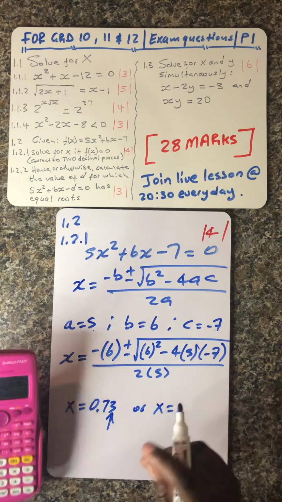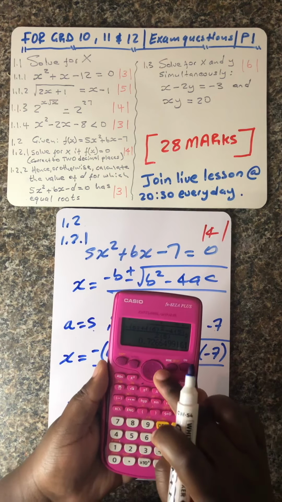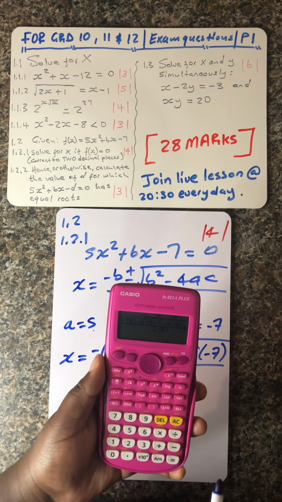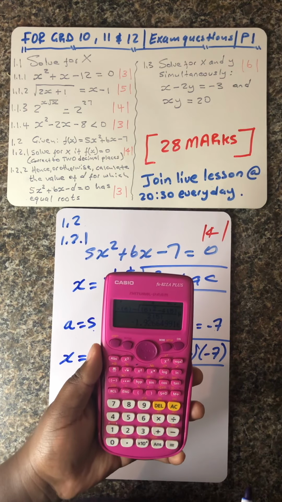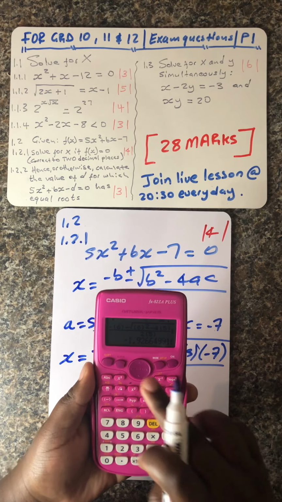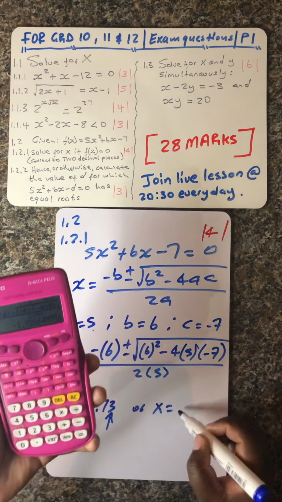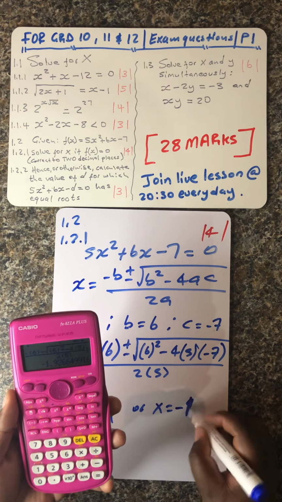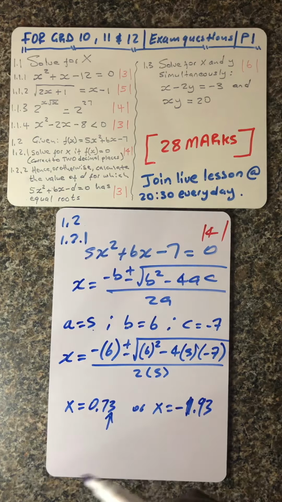Okay, so for the second value of x, you don't need to cancel all of this. You can just use that arrow to go to that positive, you delete, and then you press negative, you get that fraction, you click on that button to convert it to decimal, then you get negative 1.93. Okay, so the other answer is negative 1.93. So it's very much important that you write the correct answer.